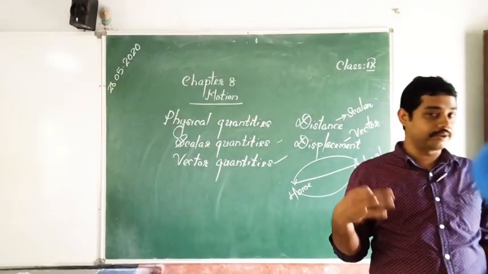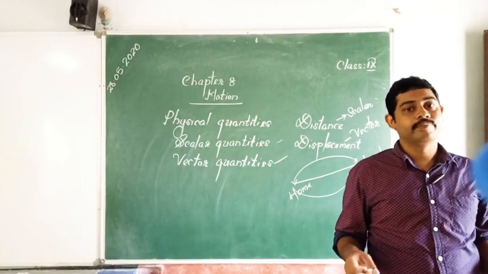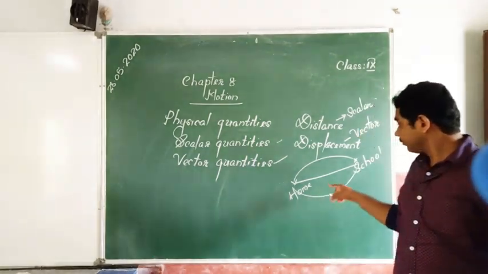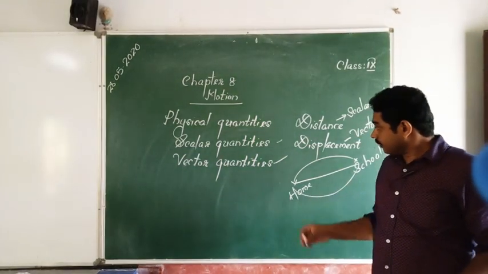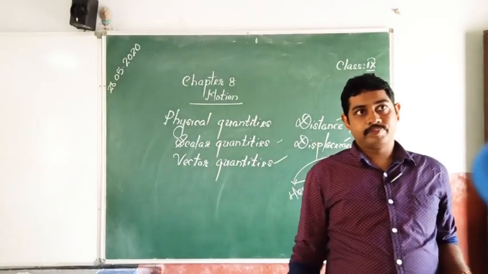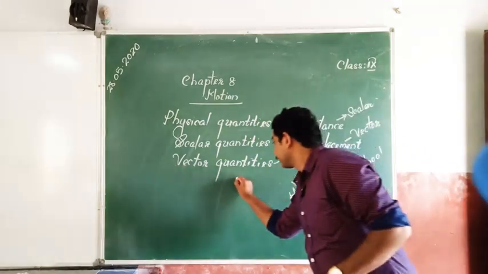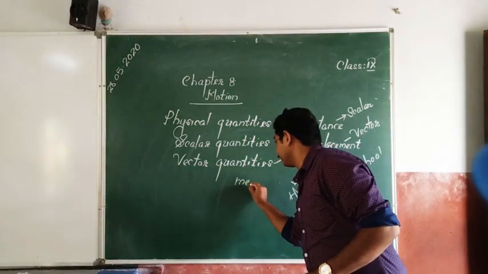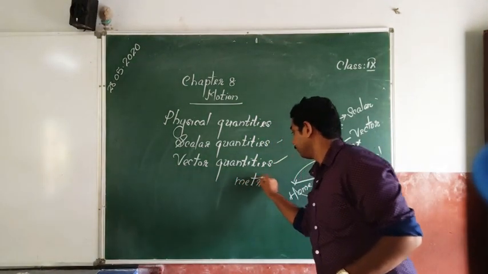1 kilometer, 2 kilometers, 3 kilometers, etc. Distance is positive. The unit of distance and displacement are the same. The SI unit, the standard unit of distance and displacement, is the meter.